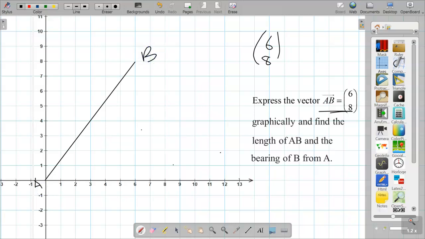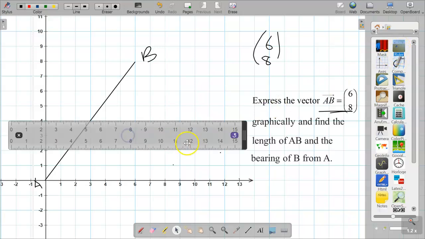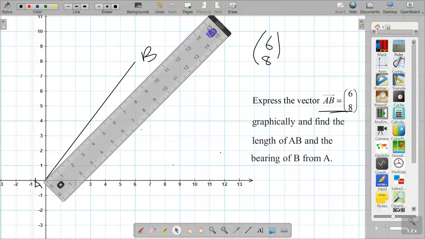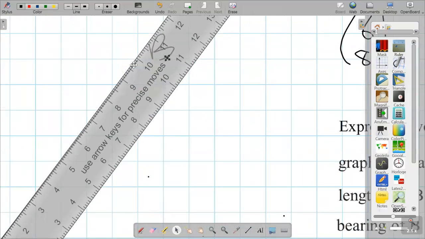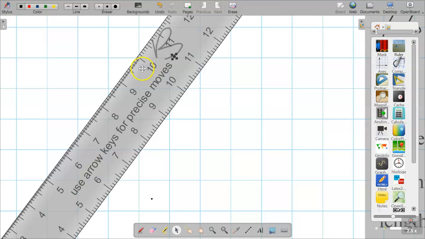Right, and the question says I should find the magnitude, and the magnitude I can calculate or I can measure with my ruler. Maybe let's do the two and see whether we get the same results. So let's pull our ruler from here so we can measure the distance. Okay, so let me position it well. Okay, so you can see here that the dimension of that line is 10 centimeters for now, right? 10 centimeters. So you can see that, right? Good.